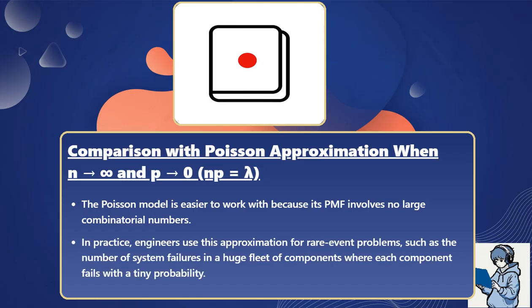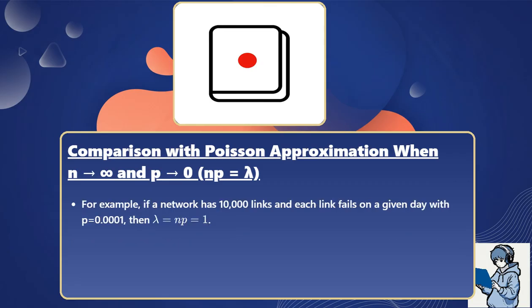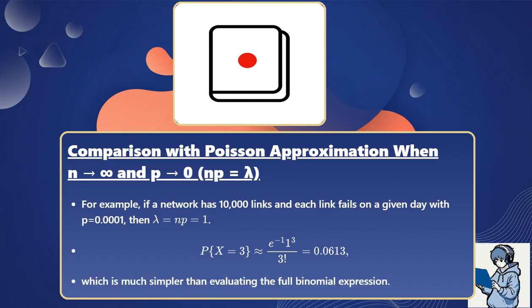In practice, engineers use this approximation for rare event problems, such as the number of system failures in a huge fleet of components, where each component fails with a tiny probability. For example, if a network has 10,000 links and each link fails on a given day with p equals 0.0001, then lambda equals np equals 1. The probability that X equals 3 is approximately e to the minus 1 times 1 to the 3 divided by 3 factorial, which equals 0.0613, much simpler than evaluating the full binomial expression.